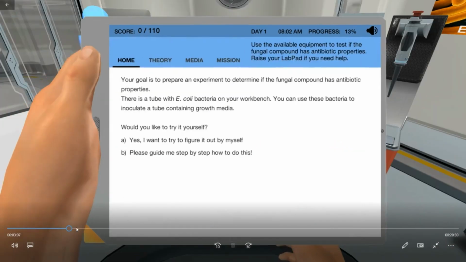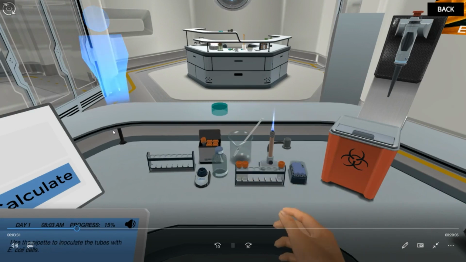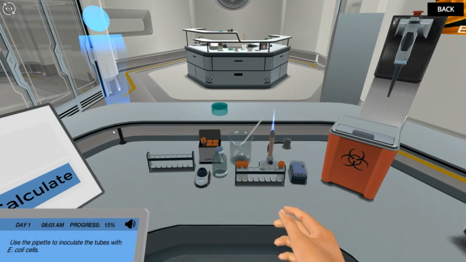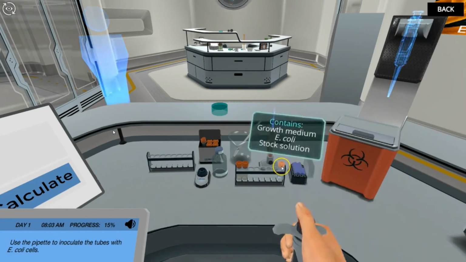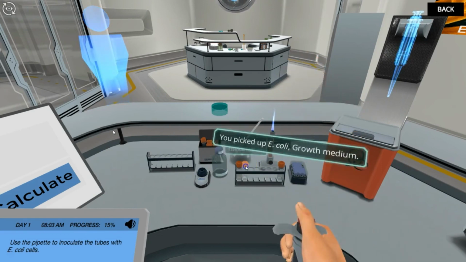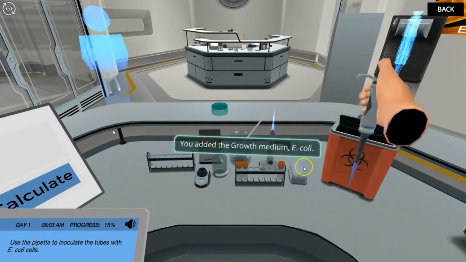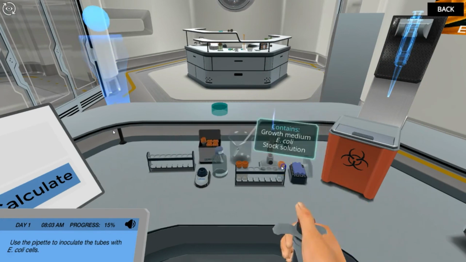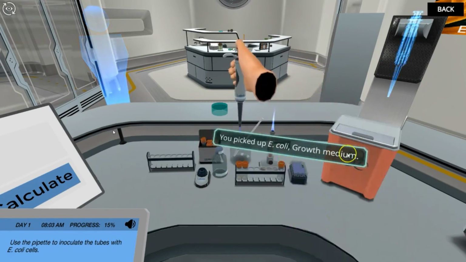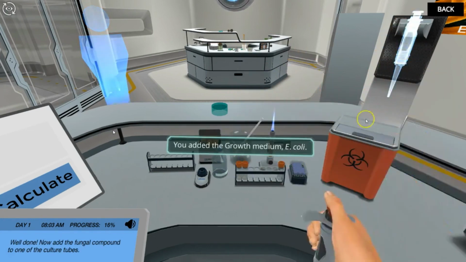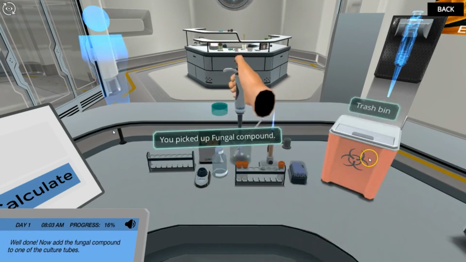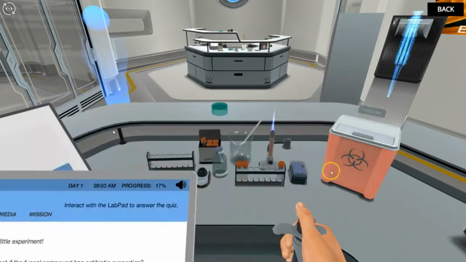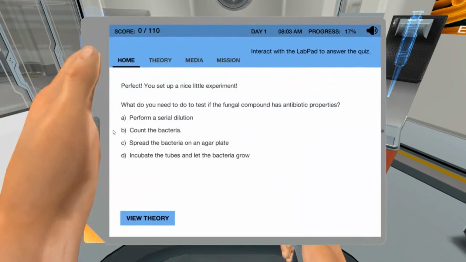And fast forward a little bit, and then the students are let off into the lab to experiment. Their task is to use the available equipment to test if the fungal compound has antibiotic properties. So they have to first prepare an experiment, and you can see the students here get to try out the pipette to inoculate tubes with E. coli cells. So they'll have to figure out how to quantify the bacterial cells by inquiry-based learning. And the idea is that they'll learn much more by trial and error. And if they're fast learners, they'll be challenged, or you might even say rewarded, with some extra questions.